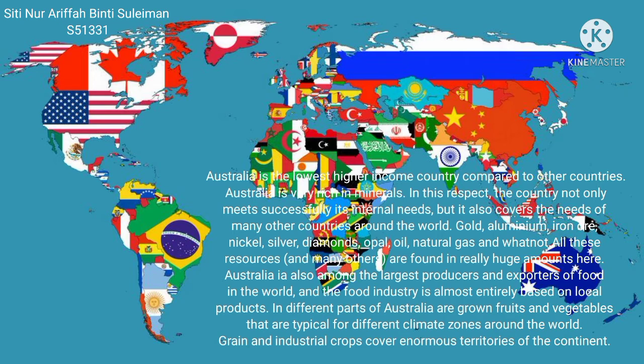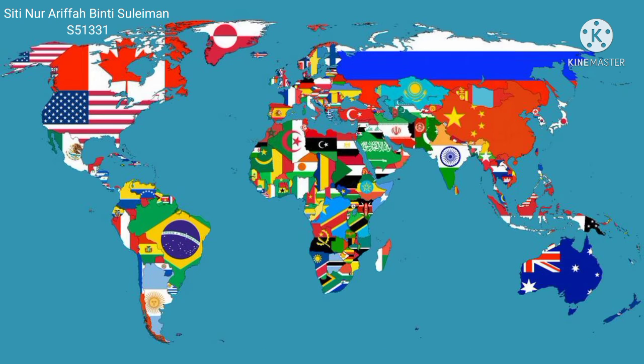Australia is also among the largest producers and exporters of food in the world. And the food industry is almost entirely based on local products. In different parts of Australia are grown fruits and vegetables that are typical for different climate zones around the world. Grain and industrial crops cover enormous territories of the continent.